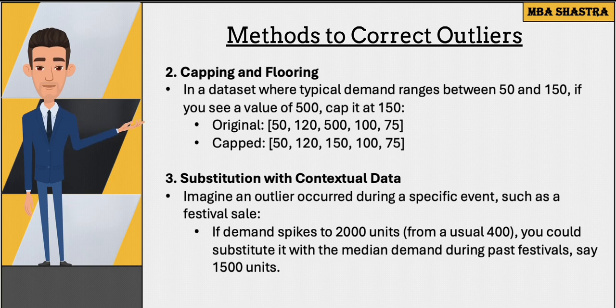3. Substitution with contextual data. Imagine an outlier occurred during a specific event, such as a festival sale. If demand spikes to 2,000 units, from an usual 400, you could substitute it with the median demand during past festivals, say 1,500 units.